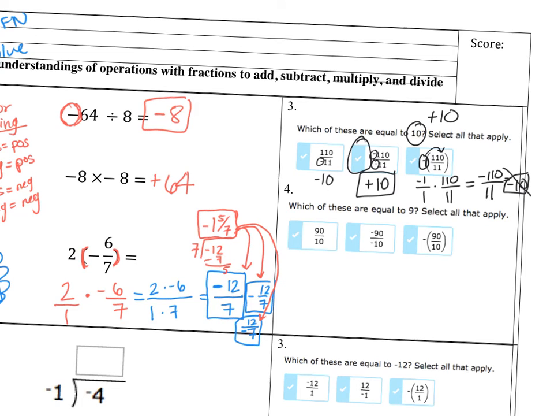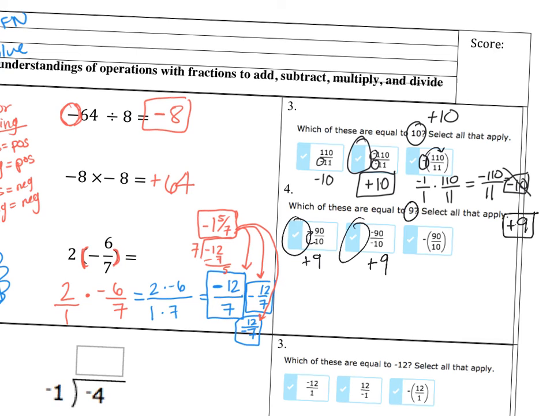Number 4. Which of these are equal to +9? So we're looking to see which ones are equal to +9. That's the goal. The first one, 10 goes into 90 9 times. That is what we want, so that's correct. The next one, -90 divided by -10, is +9. So this one is also correct.